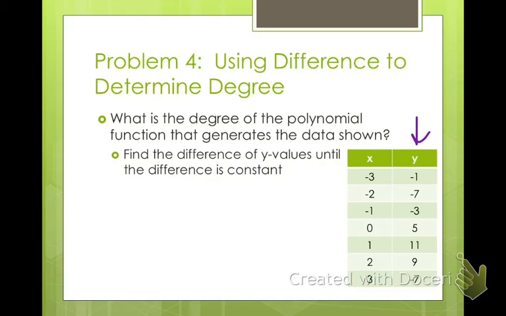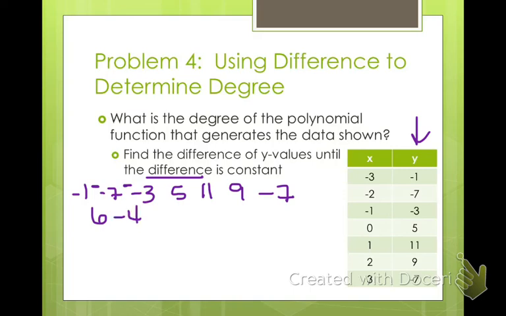Alright, so I'm going to go ahead and rewrite all my y values this way, just because it's easier for me to think about them this way. 5, 11, 9, -7. And then difference means subtract. So I'm going to do -1 minus -7. So minus a negative is plus, so that's 6. -7 minus -3 is -4. -3 minus 5 is -8. 5 minus 11 is negative 6. 11 minus 9 is 2, and 9 minus negative 7 is 16.